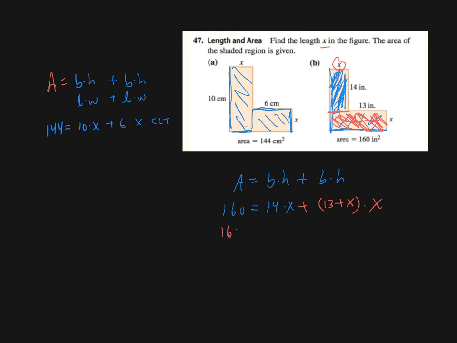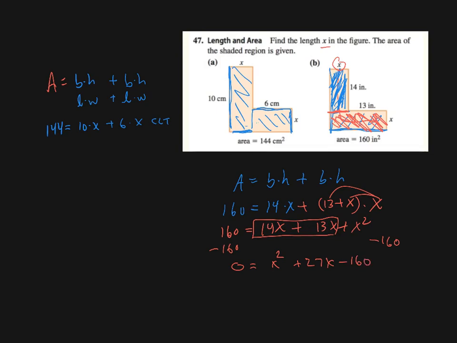So we're going to have 160 is equal to 14x plus 13x plus x squared, because I have to distribute that. Now we have ourselves a quadratic, so you're going to have to subtract 160 from both sides and also combine like terms here. So we're going to get 0 is equal to x squared plus 27x minus 160. So for this one, you're going to have to use the quadratic formula to complete it. This one is simple, just combining terms and isolating the variable.